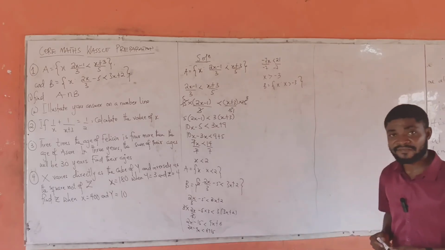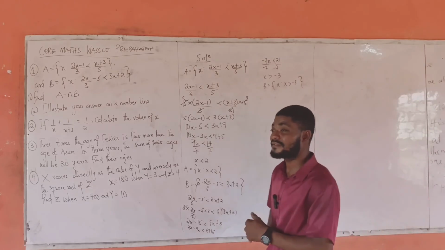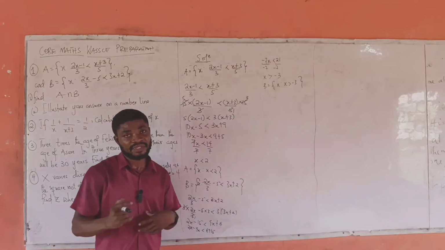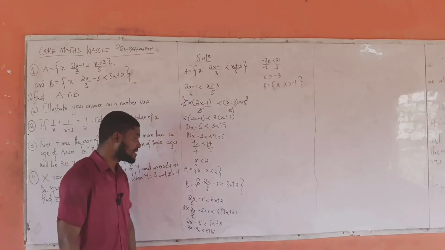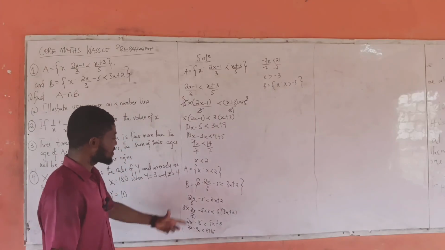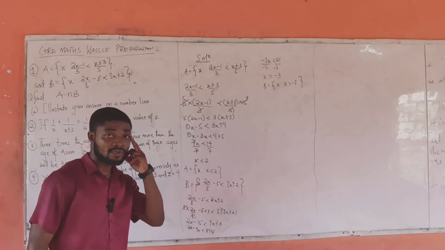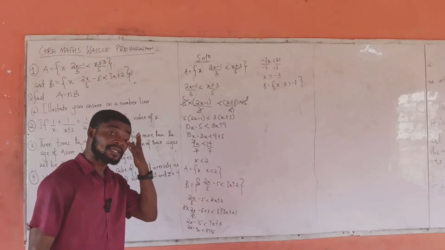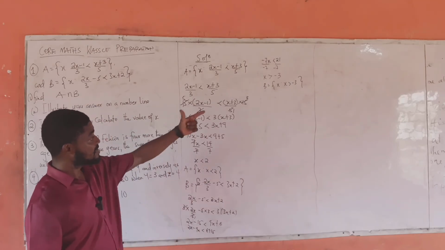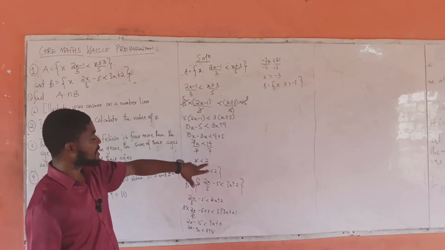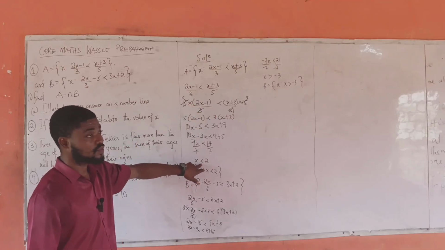If I want the values of x which are greater than negative 3, then it should be negative 2, negative 1, 0, 1, 2, 3, up to positive infinity. If I want the values of x which are less than 2, then it should be 1, 0, and then down to negative infinity. But here lies the case, we have a limit. So this is greater than negative 3, and this is less than 2.